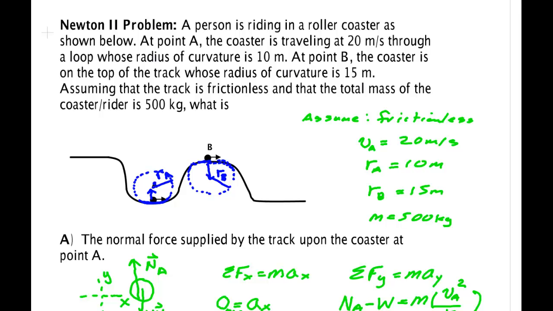In this video, we continue with an example problem of a roller coaster to show you how to apply Newton's law to solve circular motion. So in part A, we found the normal force at point A that the track had to apply to make the roller coaster follow this path. On part B, we get another interesting thing that's common on tests.